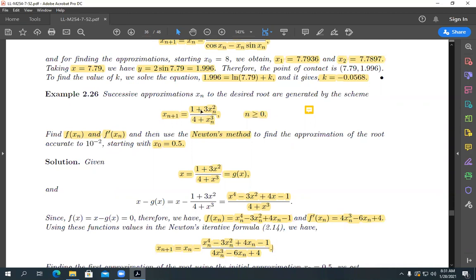This is your g always, because anything equal to xn plus 1 is always g of x. And then you can find f of x easily. And after finding f and f dash, put the values of f and f dash in the Newton formula. Because what is the Newton formula we have? It is f of xn divided by f dash of xn. Put the values here and you are going to have the value of this one.